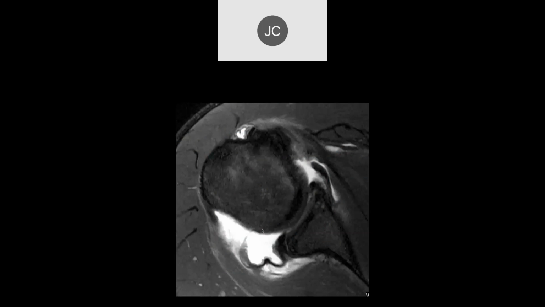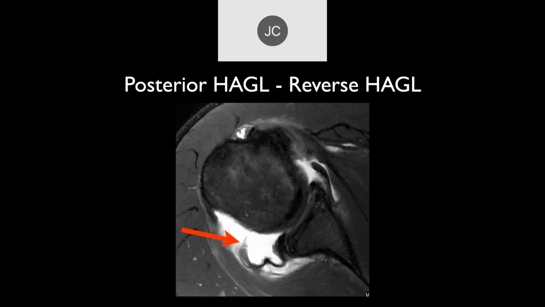Okay, so here, looking in the posterior joint, there's kind of this lax tissue. Like some fluid outside the capsule here. Could be a posterior capsular tear or another inferior one. Looks like it's coming off the humerus. And so this is really a posterior HAGL, or what a lot of people call a reverse HAGL, which is posteriorly rather than anteriorly, where the typical HAGL is.